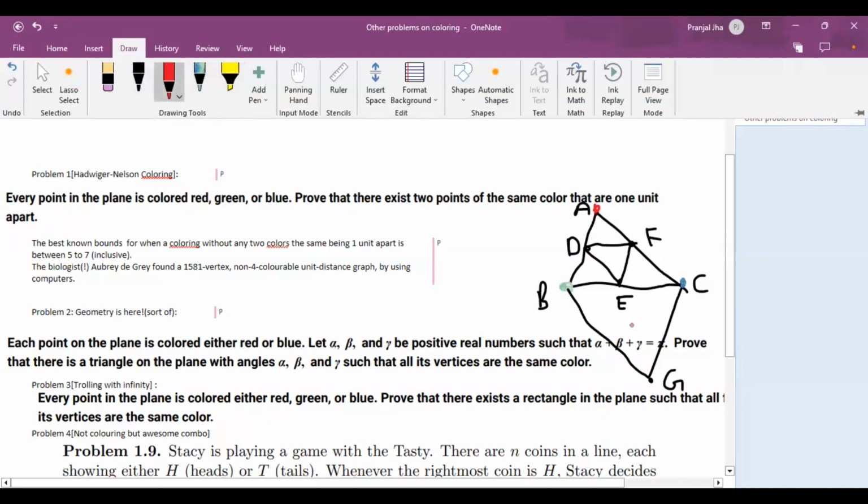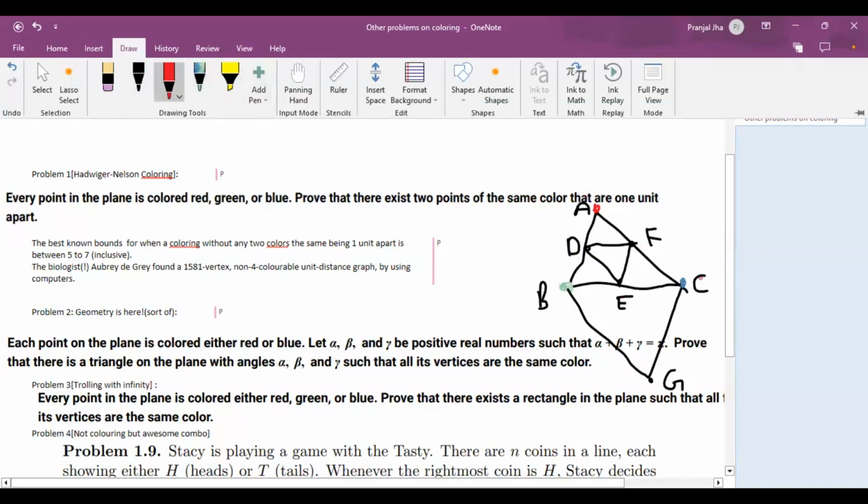D and E cannot both be red. So one of D and E has to be blue, and considering that corresponding vertex, you get E has to be red. Correct, but I think you meant F when you said E the second time. Oh yes, sorry. At least one of D and F has to be blue.